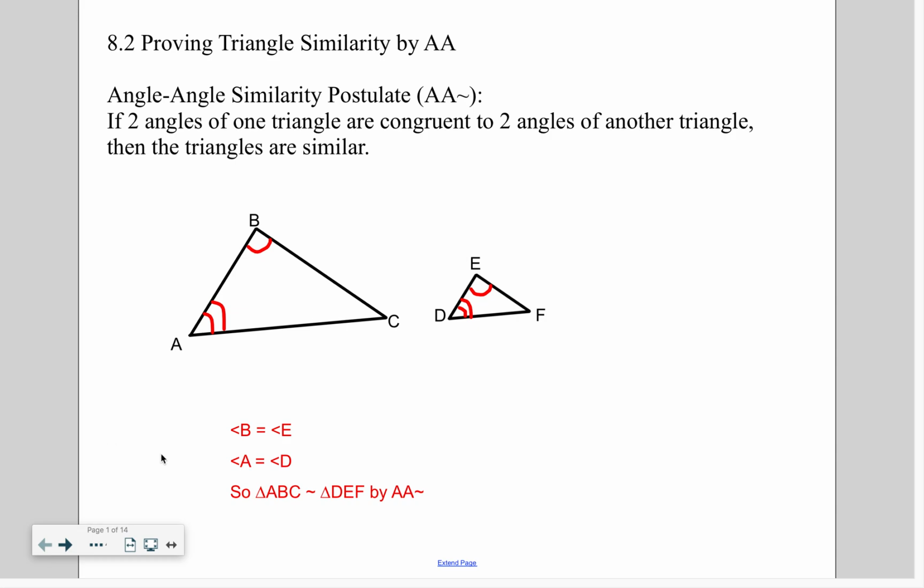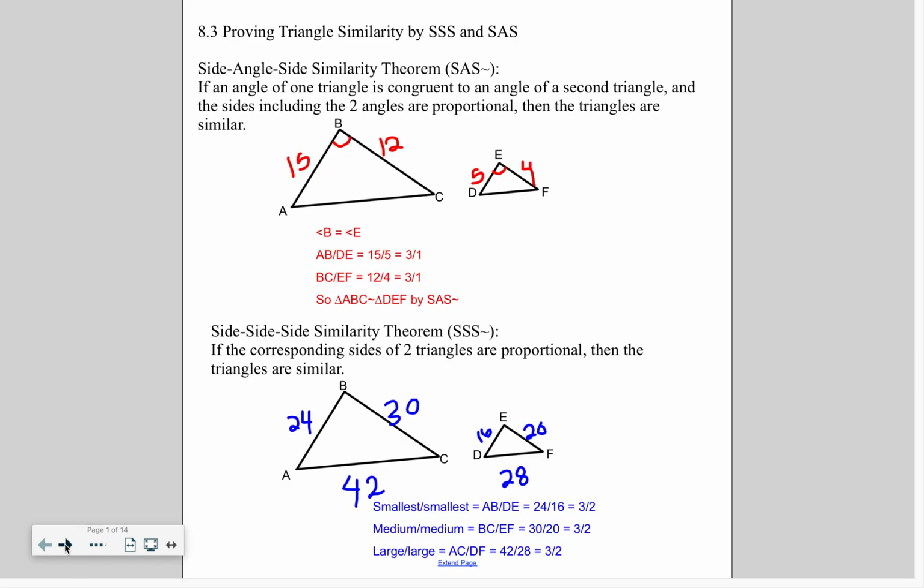If you remember when we did our congruence postulates, AAA was not one, and I said we'll come back to that later, and today is later. So if you can show two angles of one triangle are congruent to two angles of another triangle, you can conclude the triangles are similar by AA similarity. This does not work with other polygons. It only works with triangles. So there's your first one, AA similarity.